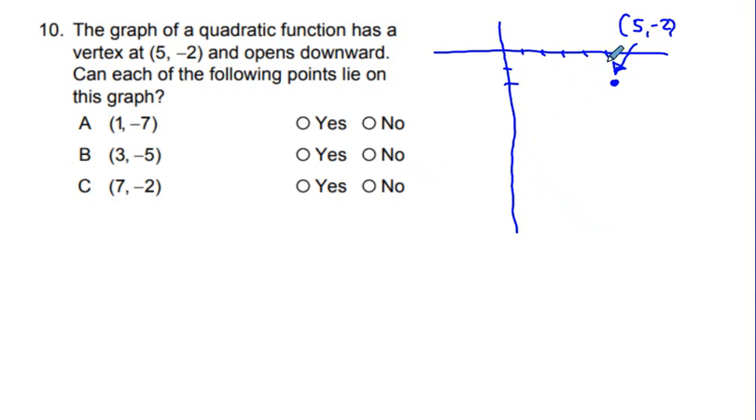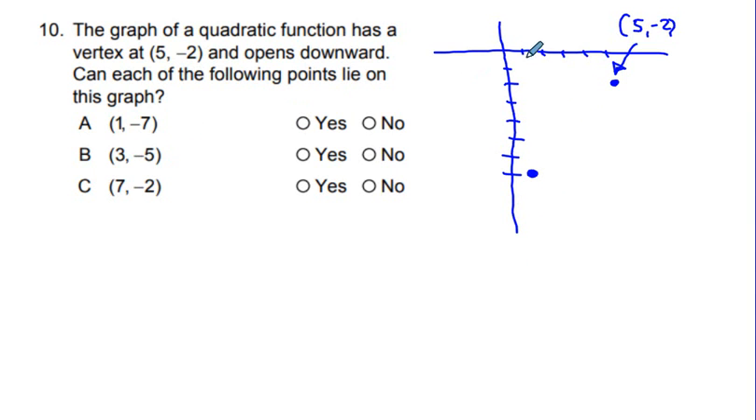We have (1, -7). Well, that's 1 and down 2, 3, 4, 5, 6, 7. So (1, -7) is going to be right here. Is it possible that this point would be included in that parabola here? Yes, it is. Okay, erase that line. There we go.